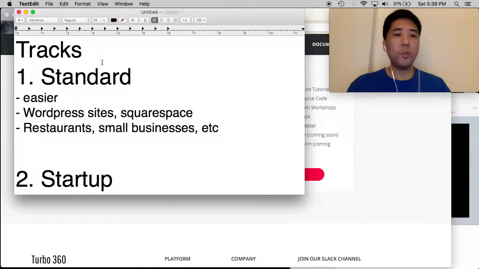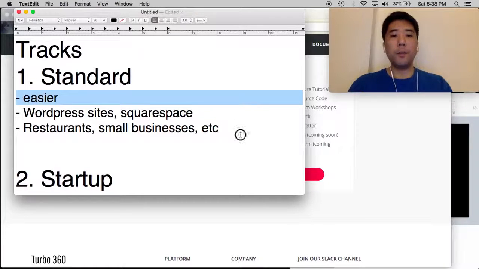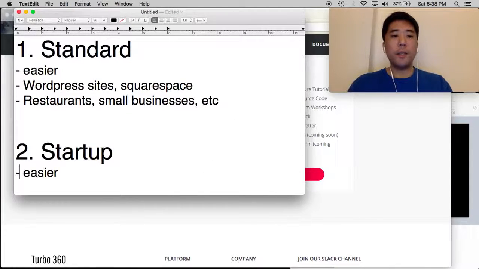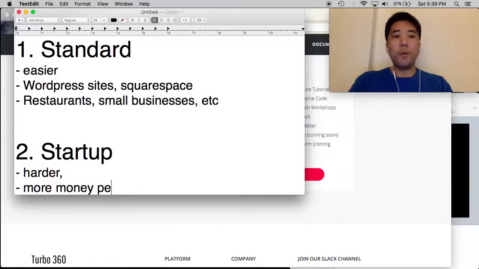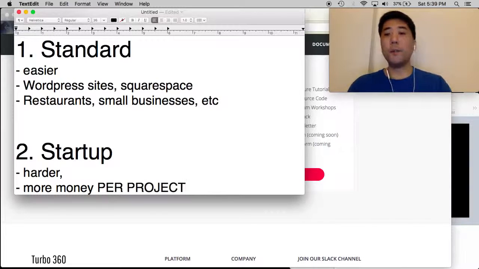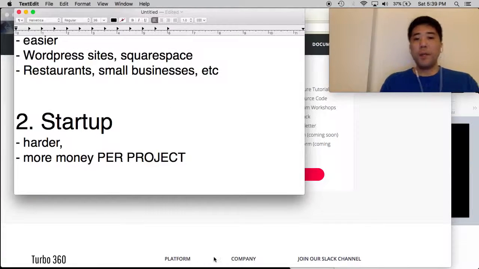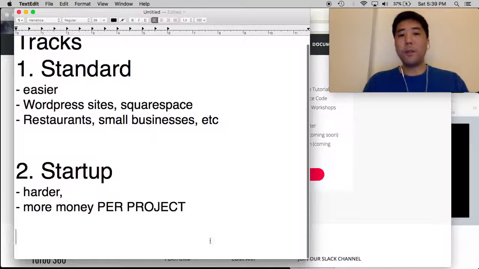The startup track is the exact opposite. So in the startup track, it's obviously harder, more money per project. This is an important caveat, per project. So I can speak more in depth on this because this is what I've been doing for a number of years.